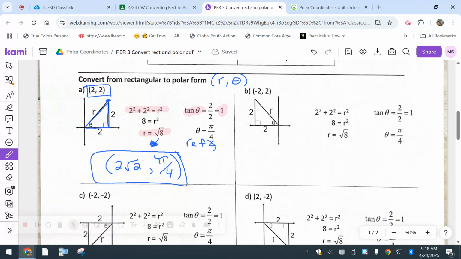Okay, so now let's take the point negative 2 comma 2, right? So now I have negative 2, 2, negative 2 comma 2. All right, Nicole, this is going to put this point in what quadrant?